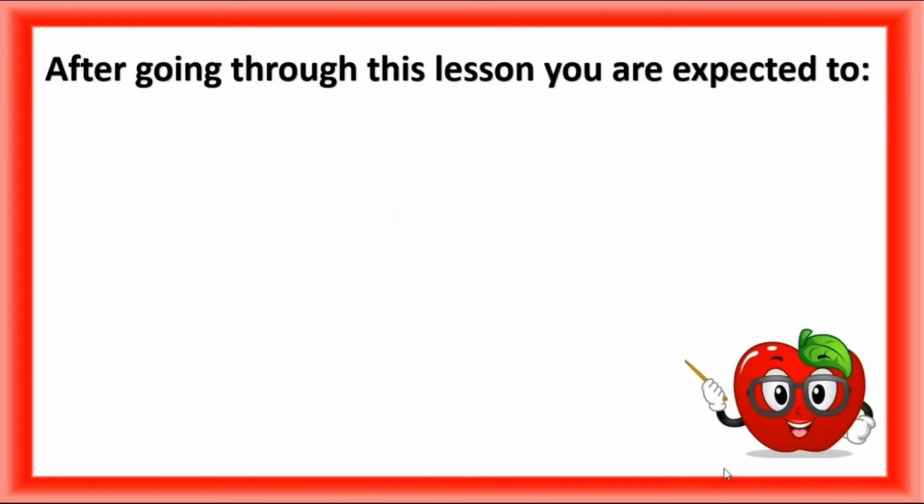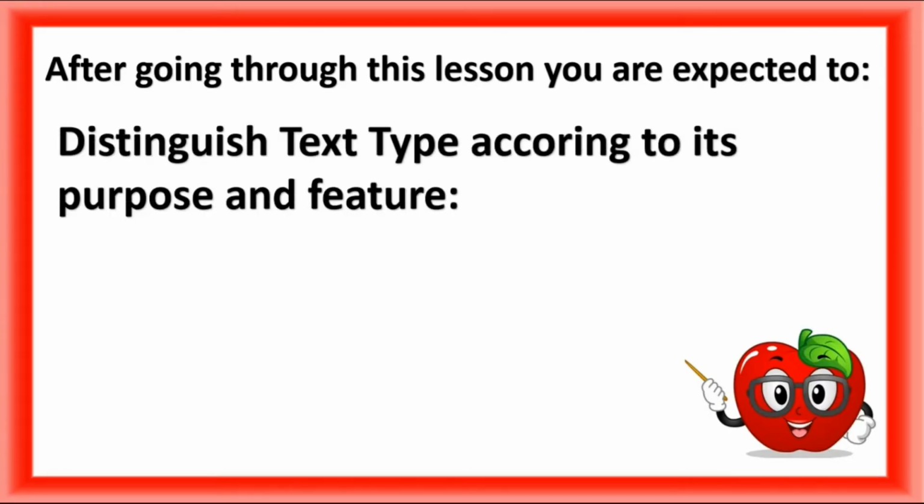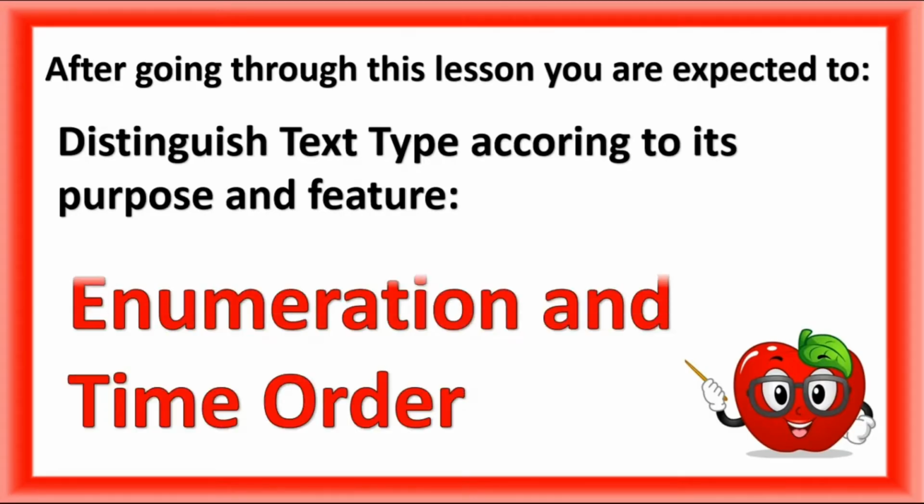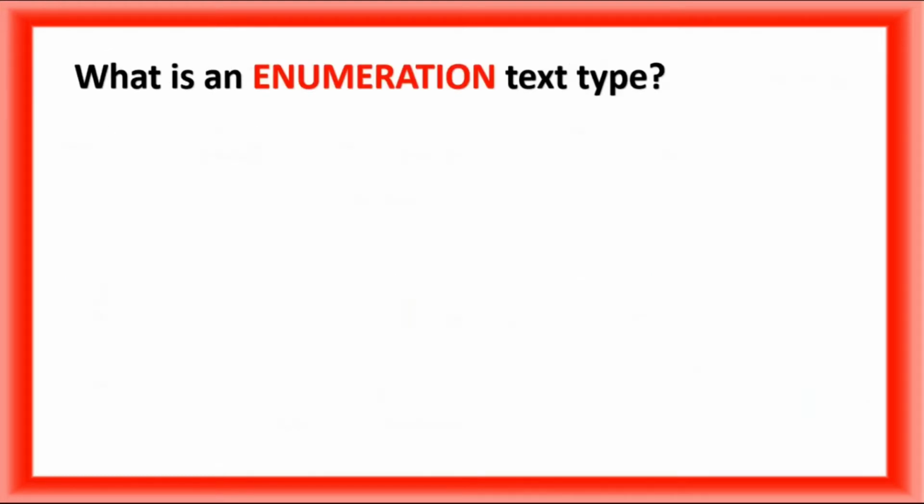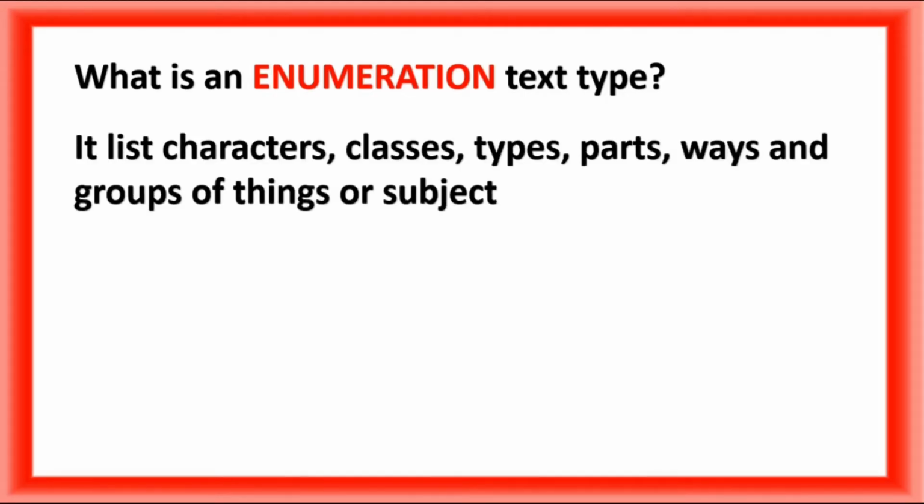After going through this lesson, you are expected to distinguish text type according to its purpose and feature, enumeration and time order. What is an enumeration text type? It lists characters, classes, types, parts, ways, and groups of things or subjects.